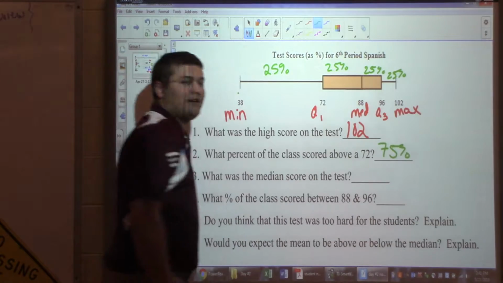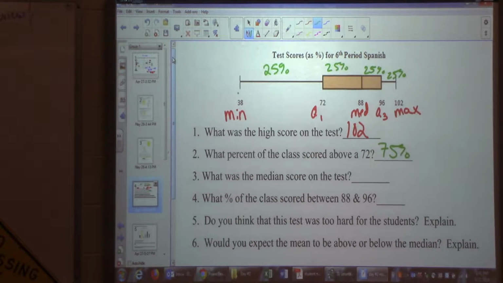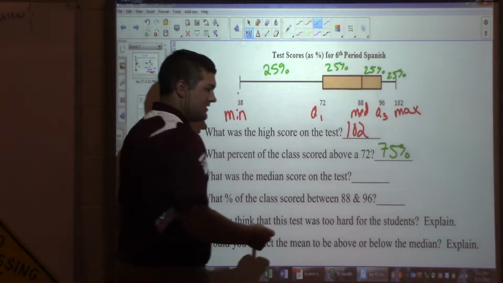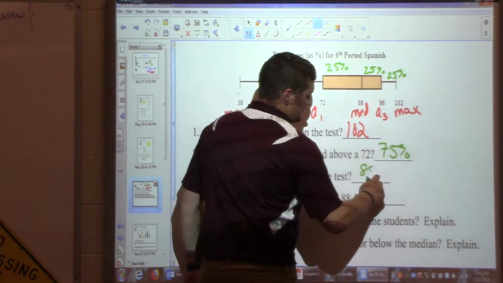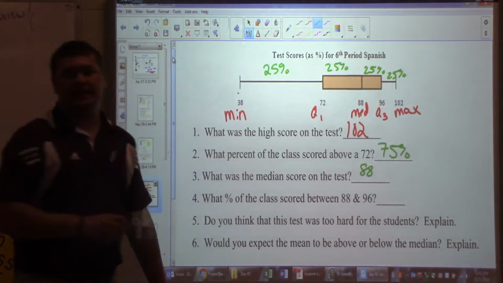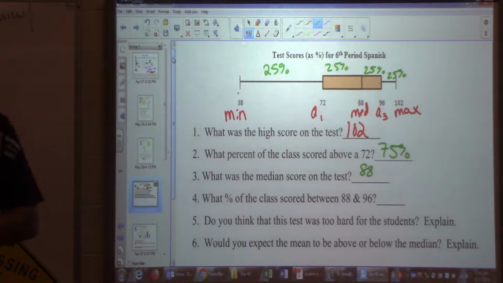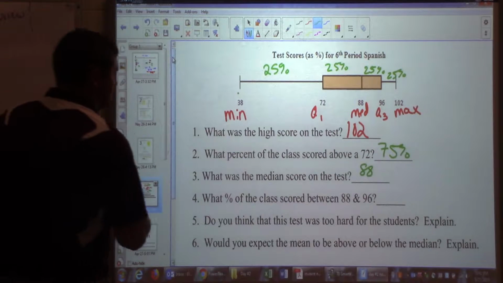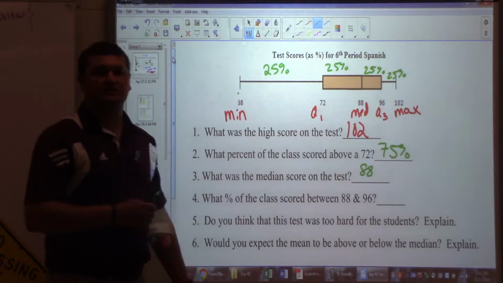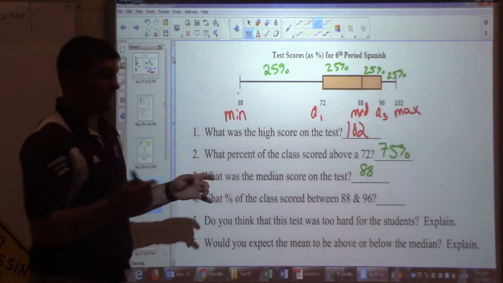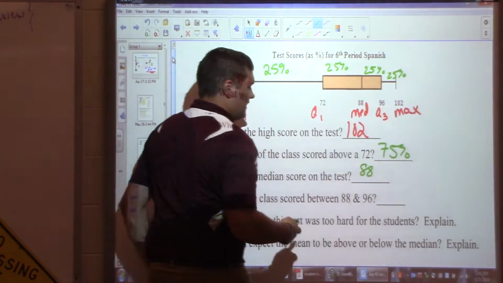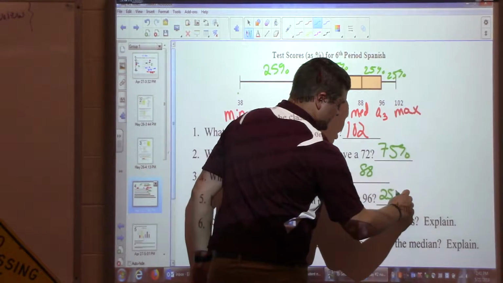Alright, good. So, what is the median score on this test? An 88. We said that already, right? We said 88 was the median, that line in the middle of our box. What percent of the class scored between 88 and 96? 25, right? It's just between the median and the upper quartile. That's 25% of my data.